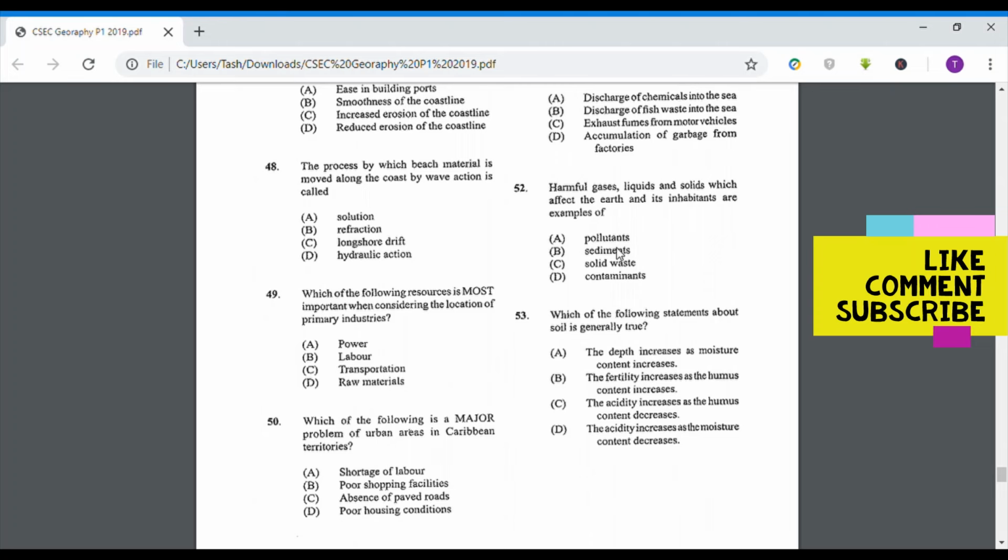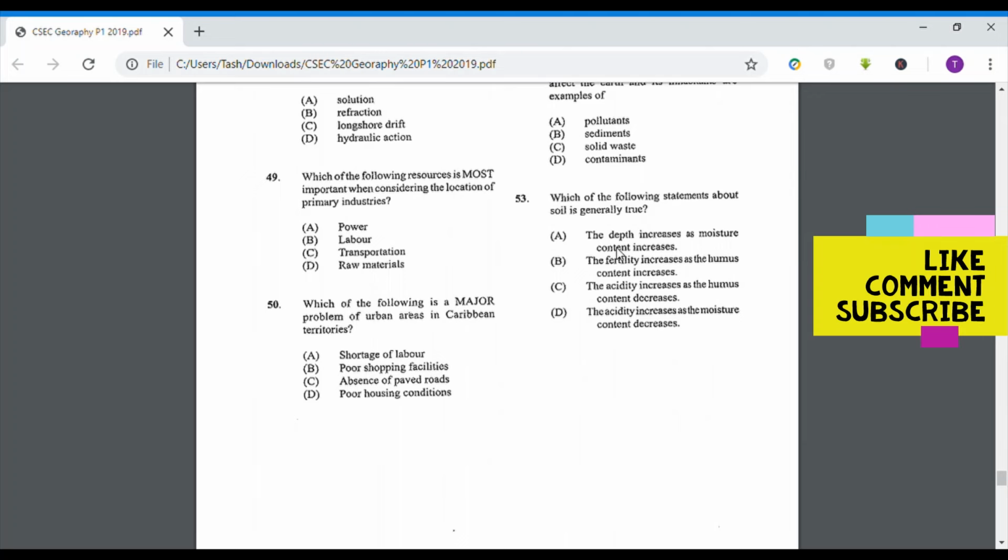For 49, which of the following resources is most important when considering the location of primary industries? So primary industries are those extractive industries where you're actually taking something from the natural environment. So the most important thing when considering the location of this industry would have been where the raw material is. It's not power, it is not the labor or the transportation. The fact that you're taking something from its natural environment, you need to be right beside that something. So for 49, your answer would have been letter D. For number 50, which of the following is a major problem of urban areas in Caribbean territories?